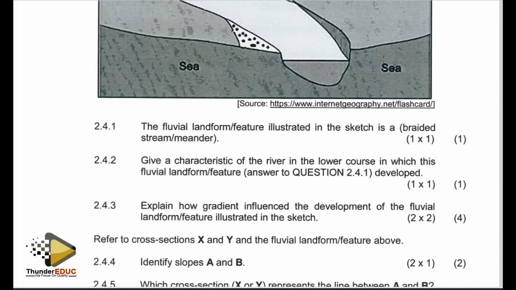Right, number 2.4.1. The fluvial landform or feature illustrated in the sketch above. In the sketch, we have already highlighted the correct response. That one is a meander. It's a bend along the river channel. Then we go to question number 2.4.2. Give a characteristic of a river in the lower course in which this fluvial feature named above develops.